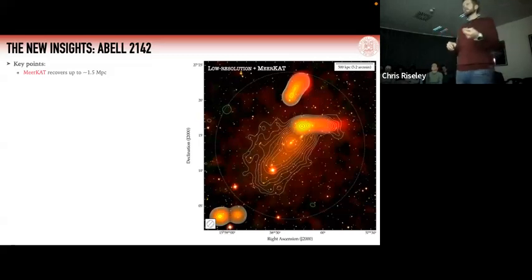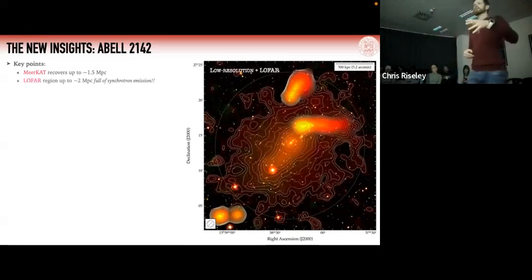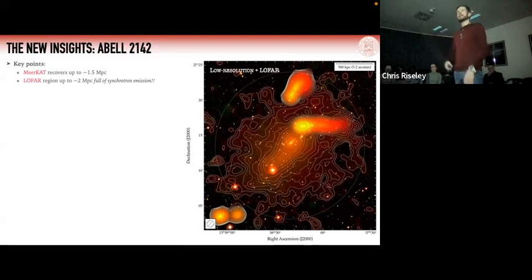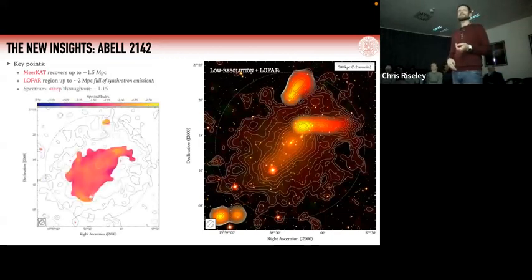MeerKAT recovers diffuse radio emission from the halo up to around 1.5 megaparsecs in size. But if you can see the faint red haze there, or we overlay the LOFAR contours, we see that within a region of around 1 megaparsec radius centered on the cluster center, that's what this dashed circle is, roughly, we see a 2 megaparsec region full of synchrotron emission. So even though this is not a major merging system, this cluster is just full of diffuse synchrotron emission. It's super rich and super interesting to study.